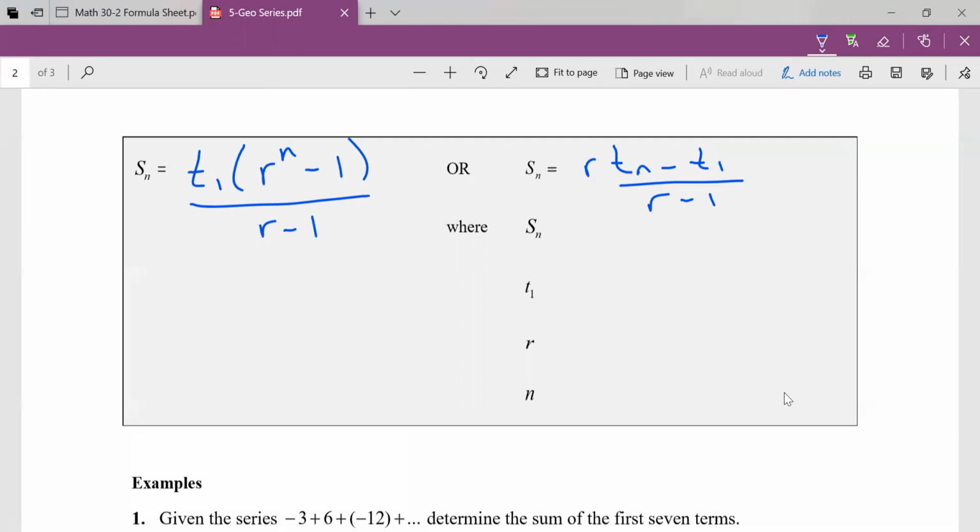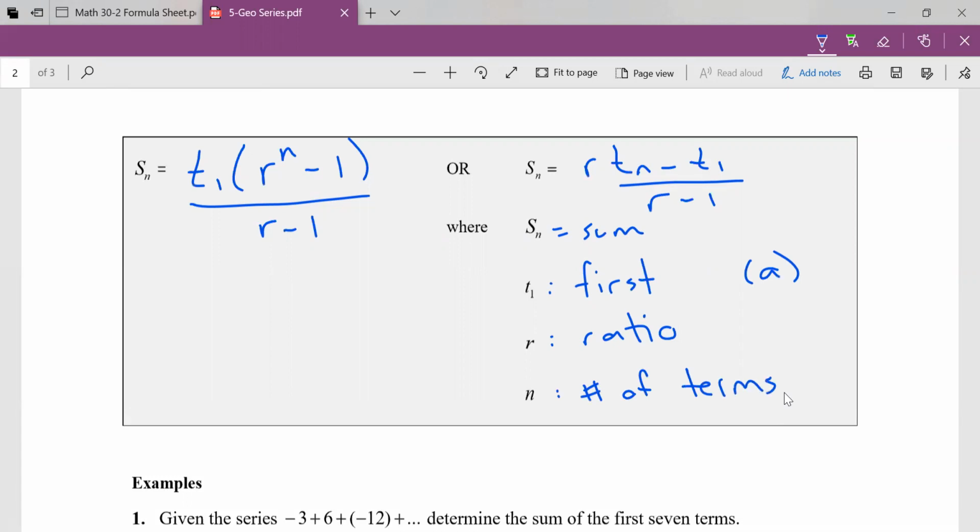And remember, we know what Sn means. It means the sum of the n terms. T1, well, that's my first term. And again, just in case I've said it in the other videos, if you see anyone ever say A instead of T1, that just means your first term. R we know is our ratio, and n is the number of terms.